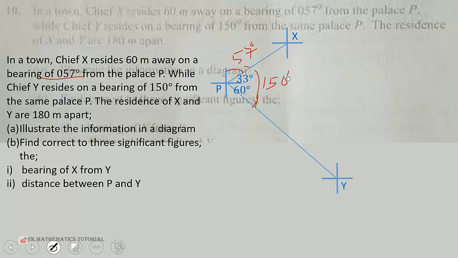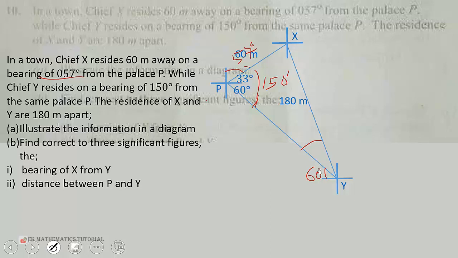Now we can connect Y to X. The measurements we're given are 60 meters from P to X and 180 meters from X to Y. Now we need to find this angle here. We know this angle to be 60 degrees because of alternate angles.